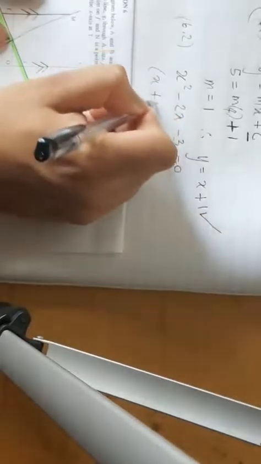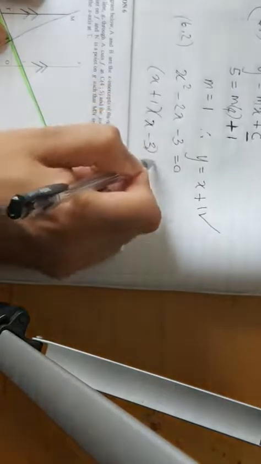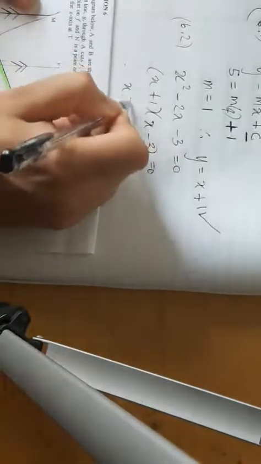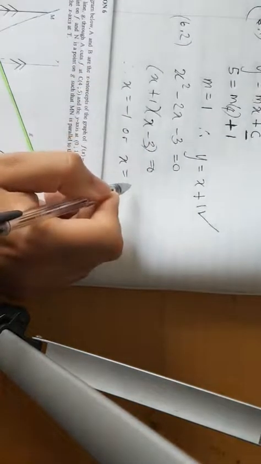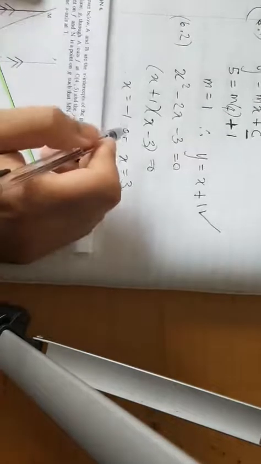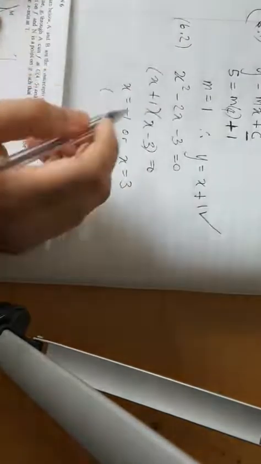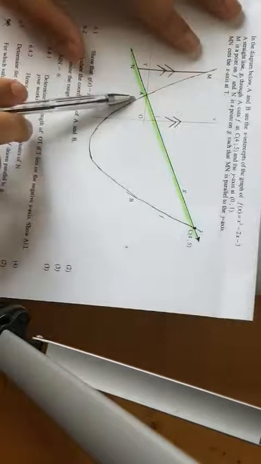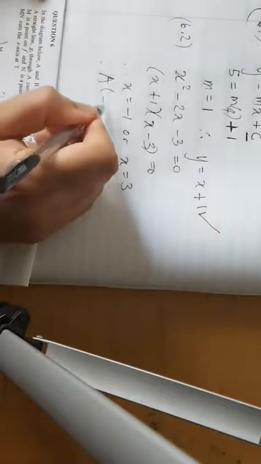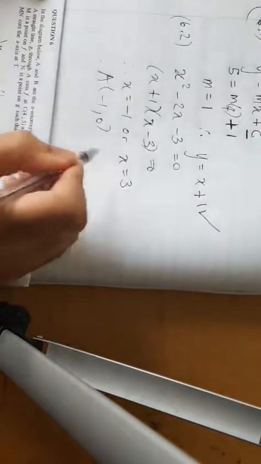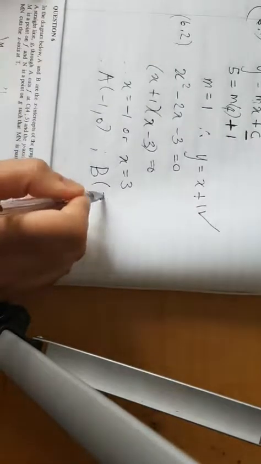It's going to be x plus 1 and x minus 3 equal to 0. So that means one x value is equal to negative 1, or my other x value is equal to 3. The coordinates of A are on this side here, so it must be the negative 1. So the coordinates of A are negative 1 and 0, and my B coordinates are 3 and 0.